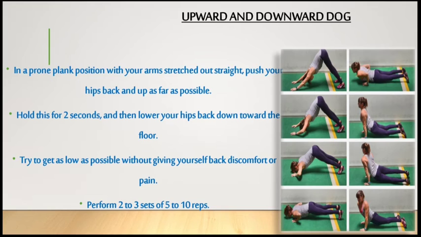So the first step, we'll do this exercise in a prone position with your arms stretched out. Push your hips back and up as far as possible. Then second, hold this for 2 seconds and then lower your hips back down toward the floor. Try to get as low as possible without giving yourself discomfort or back pain. Perform 2 or 3 sets of 5 to 10 reps of this exercise.